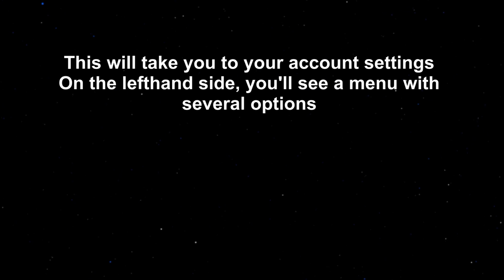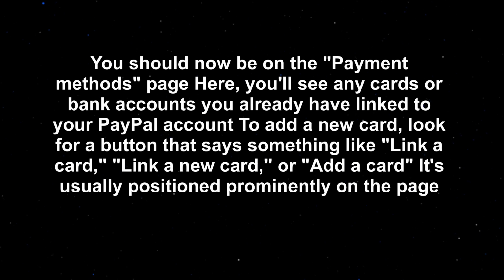On the left-hand side, you'll see a menu with several options. Look for the option labeled Payments and give that a click. You should now be on the Payment Methods page. Here, you'll see any cards or bank accounts you already have linked to your PayPal account.